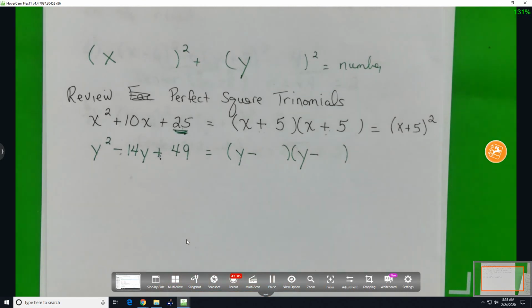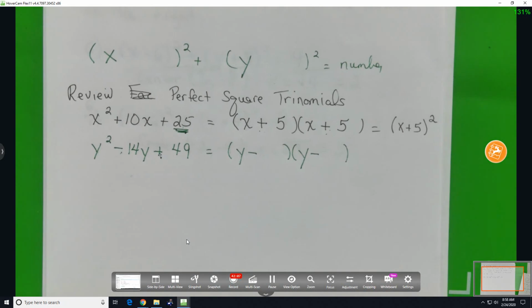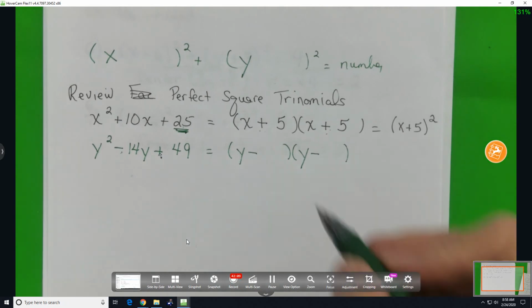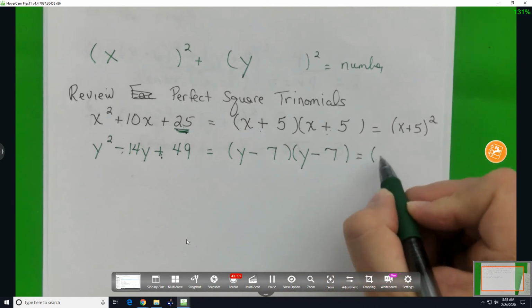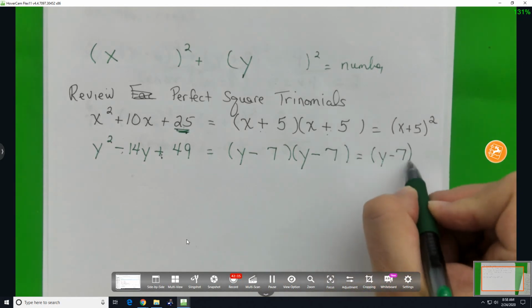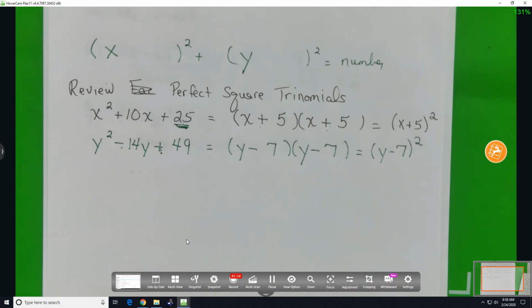1 times 49 or 7 times 7. What's going to work here? 7 times 7. So this is a perfect square trinomial. We could factor it as y minus 7 squared.